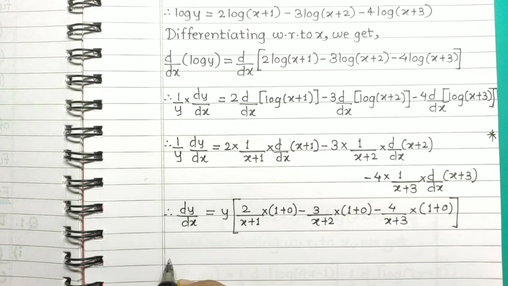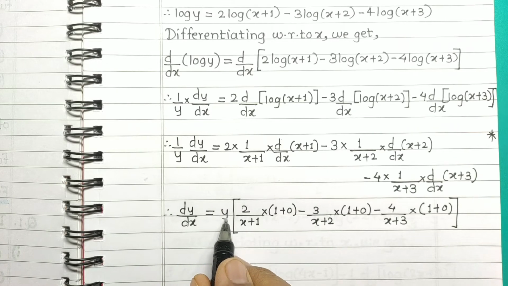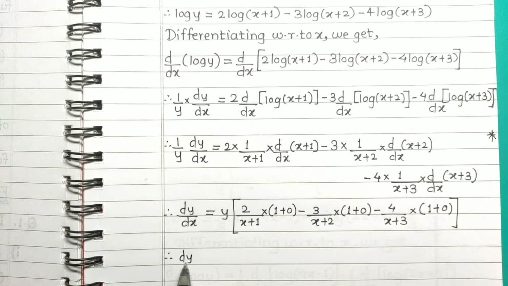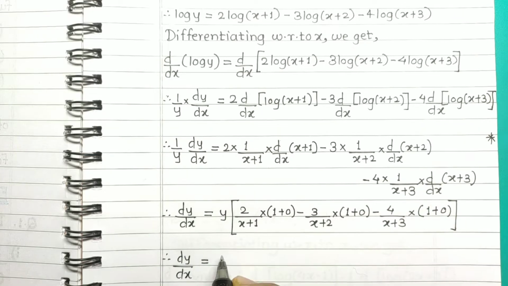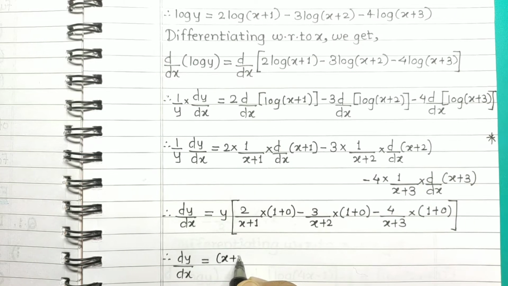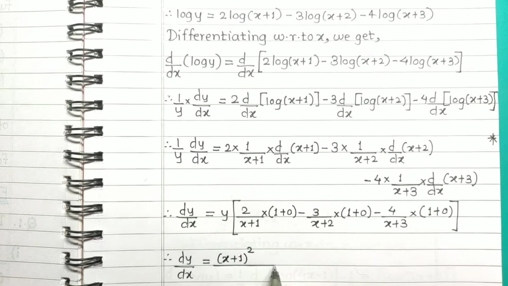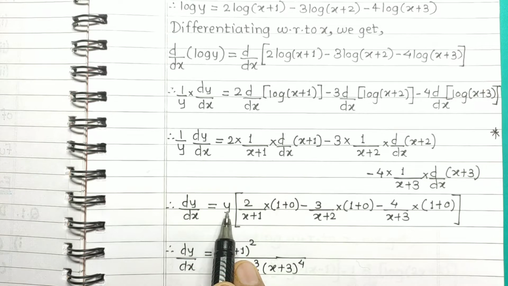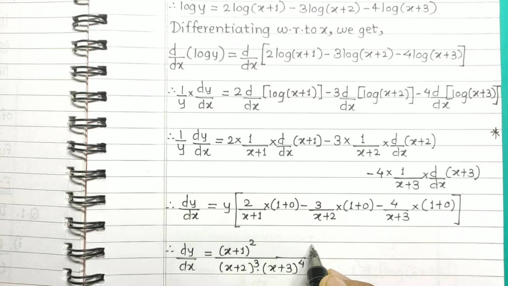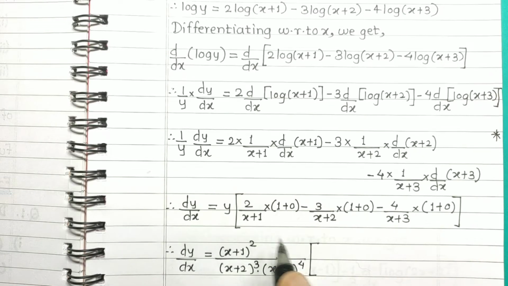Now to the next step, let's replace this y with the given function. So we have dy by dx is equal to, we are given y as (x plus 1) whole square upon (x plus 2) whole cube into (x plus 3) raised to 4. This is the given function, we have considered it as y. So we are replacing this y here and let's simplify these terms in brackets.